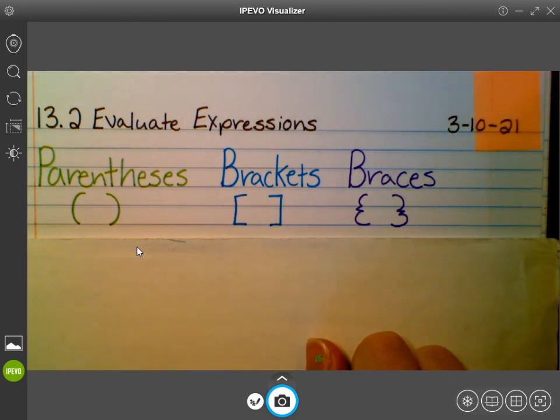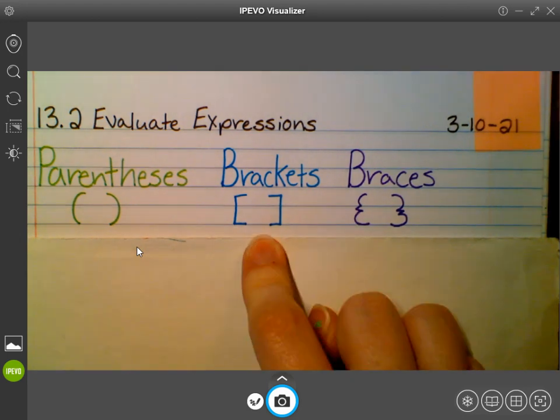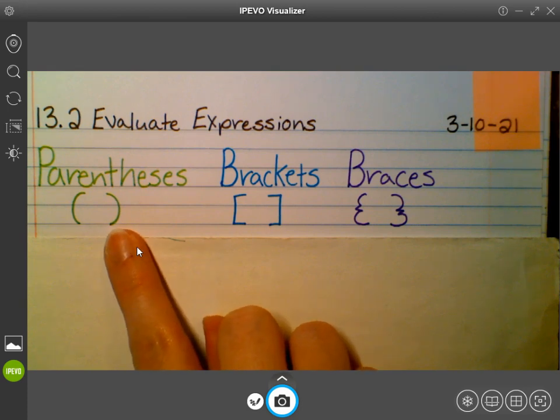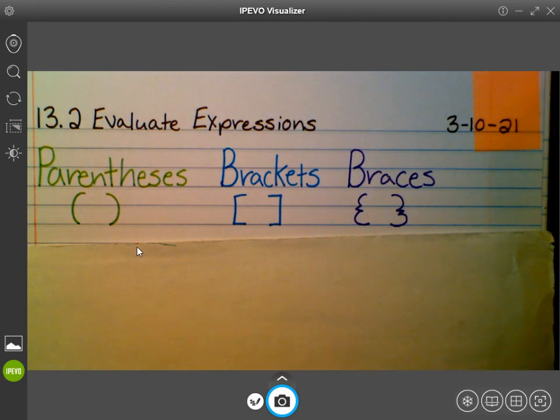So give me a thumbs up when you have these at the top of your paper. And I made mine nice and big so that I can really see, especially with the braces, like there is a point there. The brackets, I can see they're all straight lines, and with the parentheses, I can see it's all curved. Thank you for giving me a thumbs up when you are ready. Awesome.